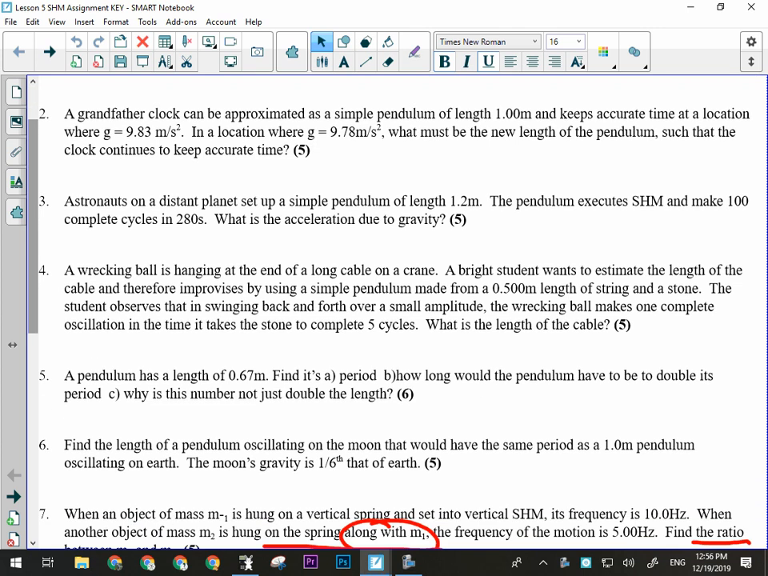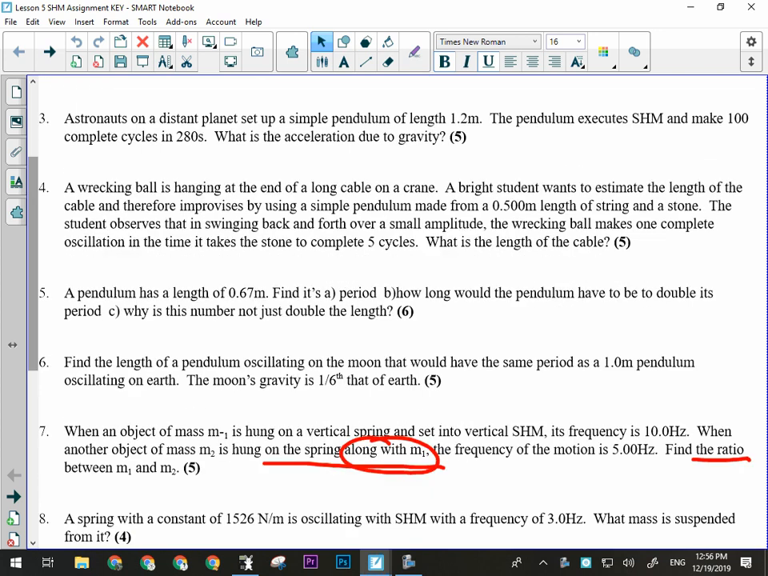Okay, number 3, also a pendulum question. We're looking at what the acceleration due to gravity is on this particular planet where this pendulum is oscillating. A wrecking ball is also a pendulum. So the first 4 or 5 questions are about pendulums. In question number 4, there are 2 different pendulums. One is being used as a comparison. The small pendulum is 0.5 meters in length, and it's just a string and a stone.